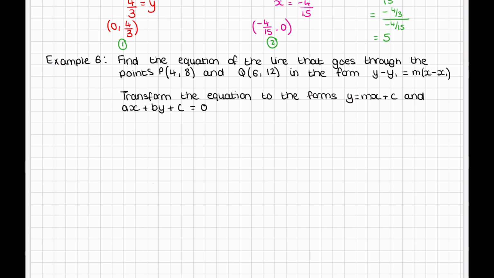Example 6, find the equation of the line that goes through the points P(4, 8) and Q(6, 12) in the form y minus y1 equals m bracket x minus x1. Transform the equation to the other 2 forms.